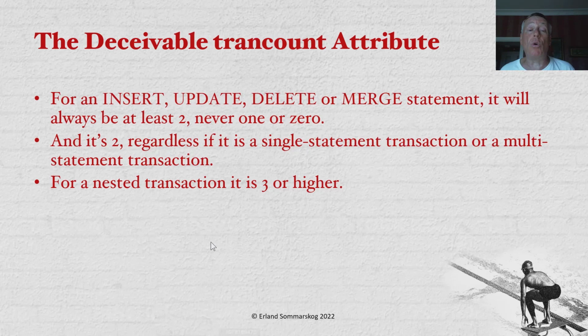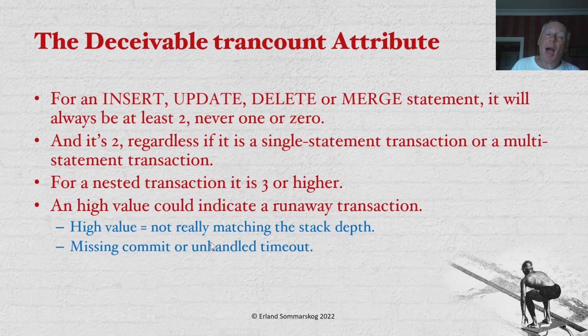So most of the time, it doesn't tell you that much. However, if you have a very high value, that could indicate a runaway transaction. And high value is, well, it doesn't really match the stack depth. So let's say you see a trancount of 6, but there are 10 procedures on the call stack, well, that's probably okay. But if there are only 2, that doesn't really match up, because you should not really have been able to reach that. So that could be worth investigating.